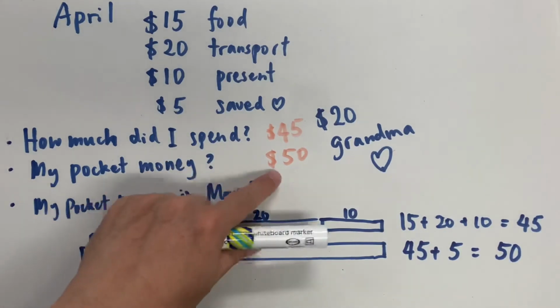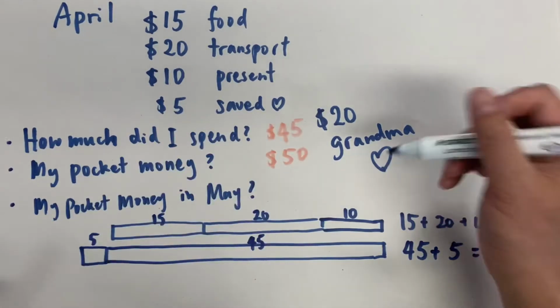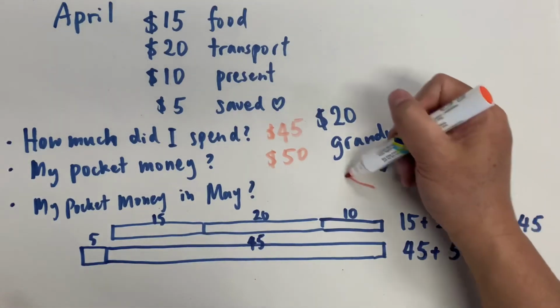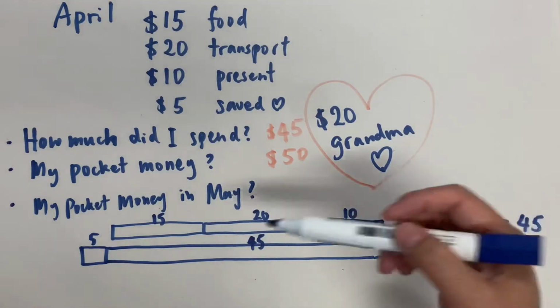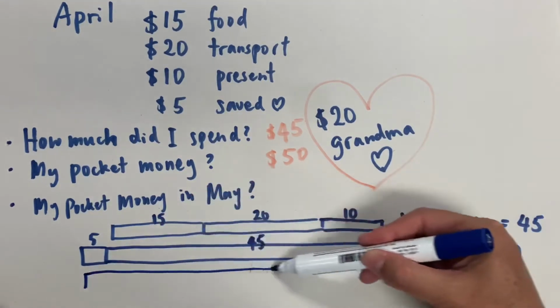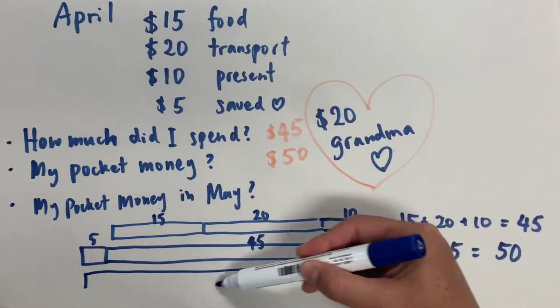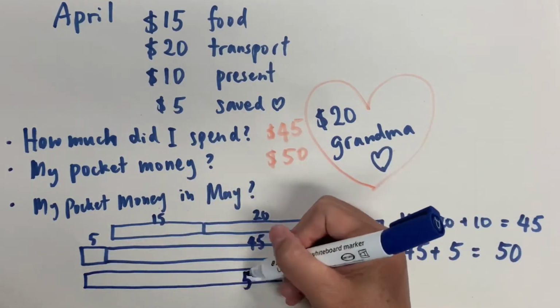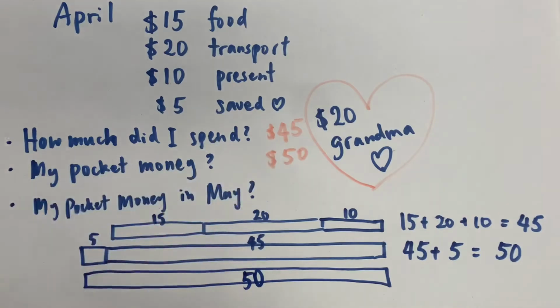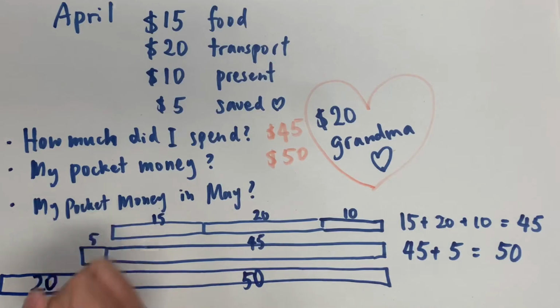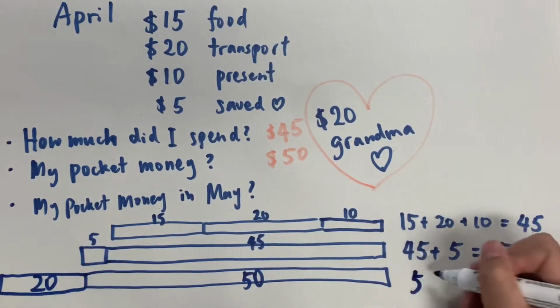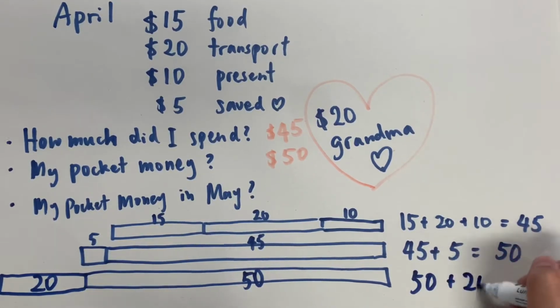Now, my pocket money in May, my dear grandma gave me $20 at the beginning of May. So my pocket money was usually 50, but my grandma gave me extra $20. So I can add 20. So $50 plus $20, it's 70. How did you go with the bar model?